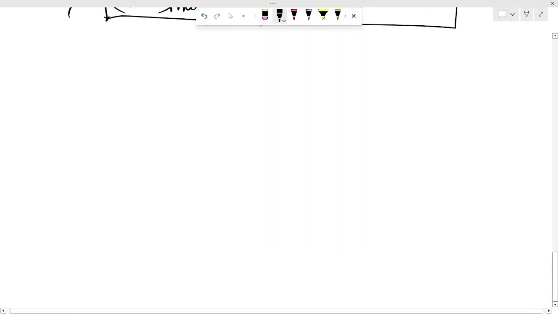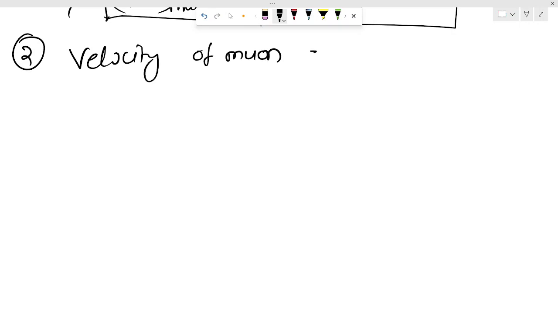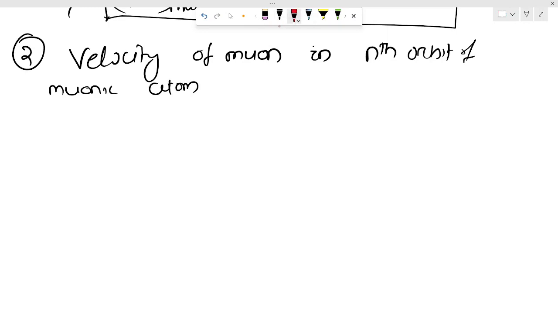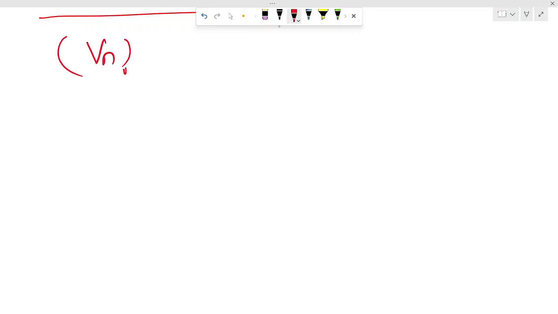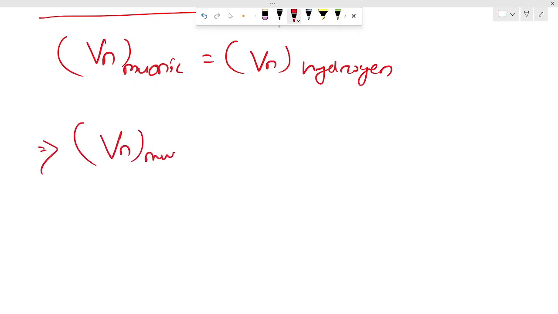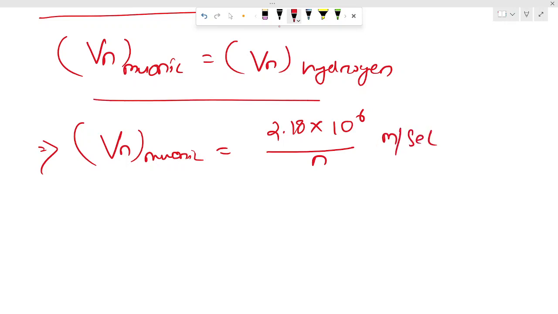Okay, let's find out the velocity of the muon in the nth orbit of the muonic atom. We have found the radius, let us find the velocity, and after velocity we can get the value of energy also. So Vn muonic will be equal to Vn hydrogen, which is 2.18 into 10 to the power 6 upon n meter per second.